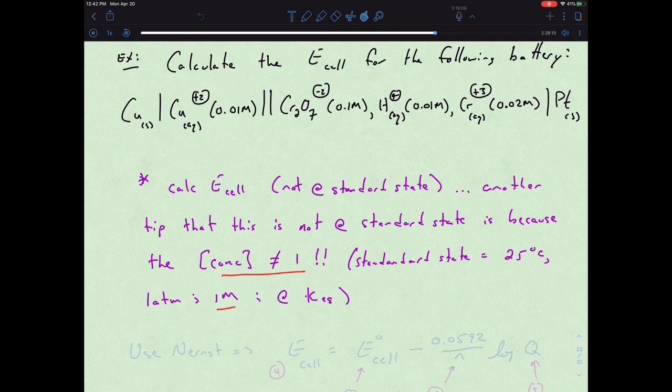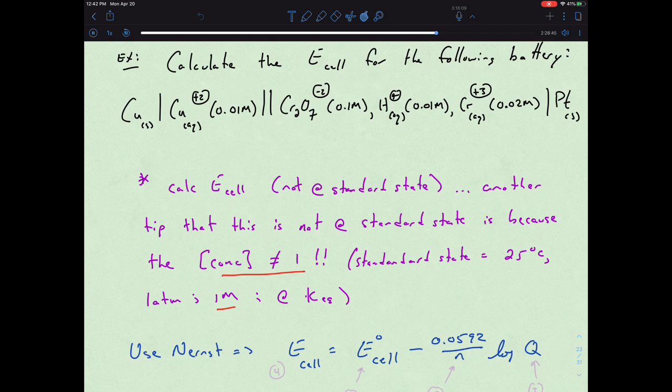So in looking where we need to go, we need to basically use the Nernst equation. Meaning we need to calculate the cell potential not at standard state by figuring out a couple different things. So really this question kind of embodies all the pieces that we've talked about so far with cell potentials and batteries.